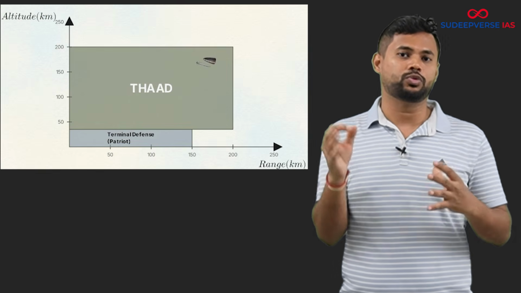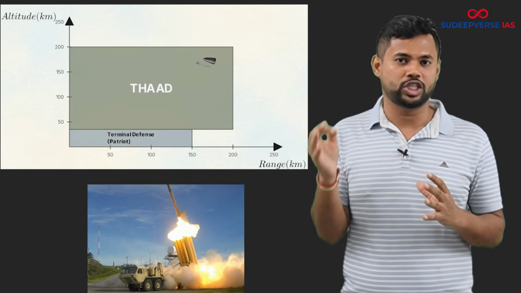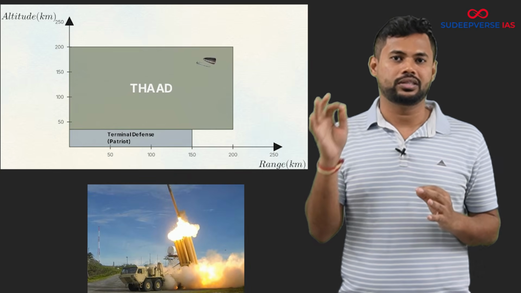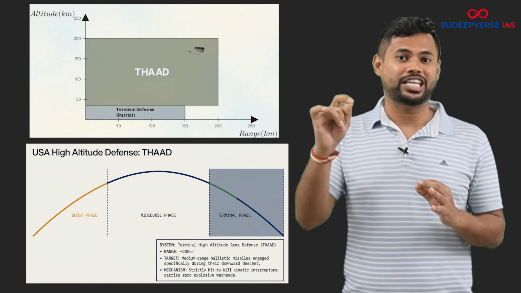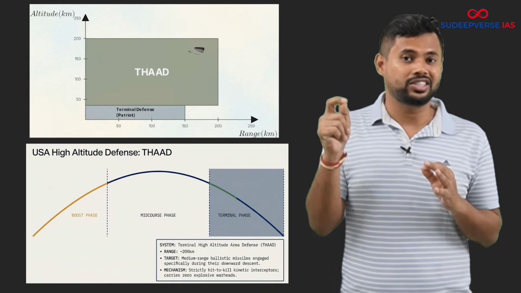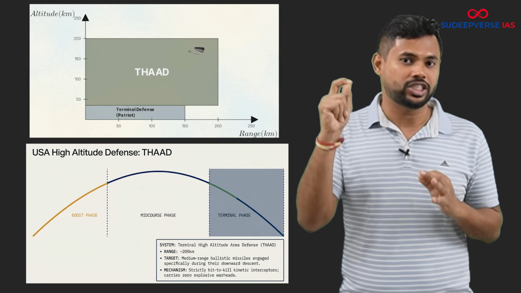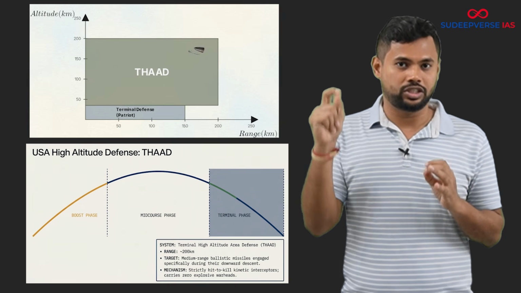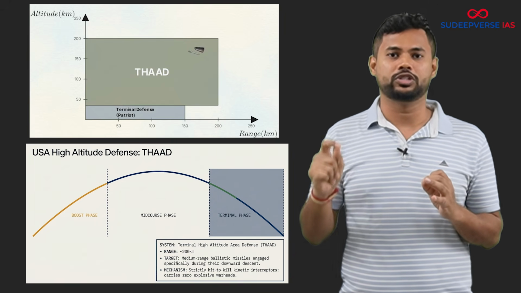Now you just learned about the terminal defense layer. The layer above that is called the high altitude terminal defense layer. This layer is dominated by THAAD. What is THAAD? THAAD means Terminal High Altitude Air Defense System. It mainly has a 200 kilometer range. This THAAD system has interceptor missiles that will intercept any incoming medium range ballistic missiles. Understand that THAAD is a hit-to-kill kinetic interceptor and does not carry any explosive warheads.